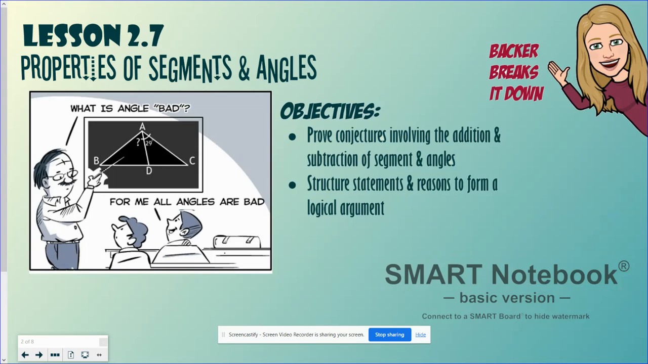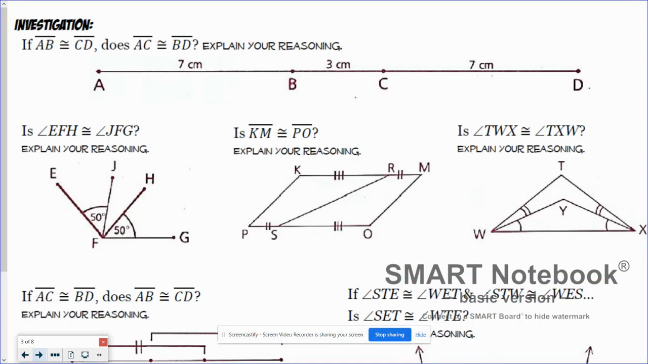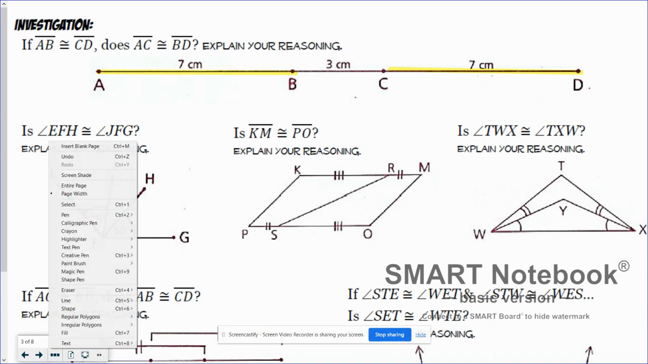In this episode, we're going to take a look at properties of segments and angles. If AB is congruent to CD, does AC have to be congruent to BD? Well, we can see that AB is 7 centimeters long. We can see that CD is also 7 centimeters long. After all, they are congruent.